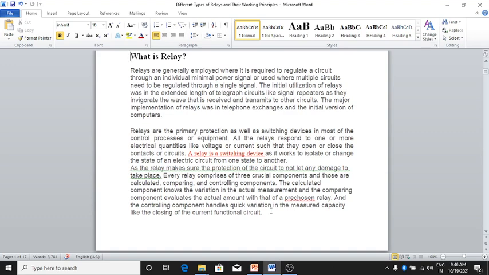Which are the three crucial components? Those are calculated, comparing and controlling components. The calculated component knows the variation in the actual measurement, and the comparing component evaluates the actual amount with that of the pre-chosen relay setting.